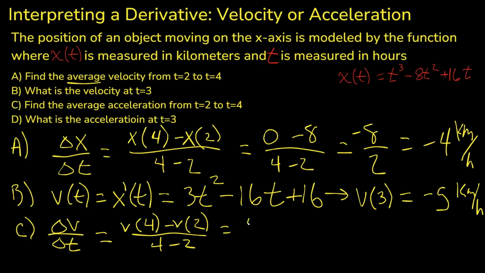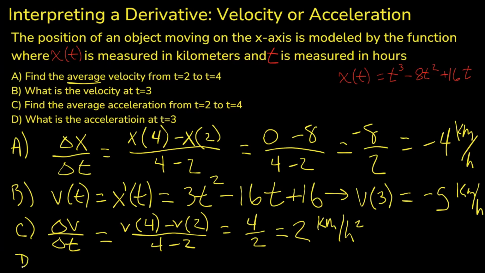This would simplify to 4 over 2, or just 2. And since the units were velocity divided by time, it would be kilometers per hour per hour, or kilometers per hour squared. And so the average acceleration from t equals 2 to 4 hours of the object is 2 kilometers per hour squared.